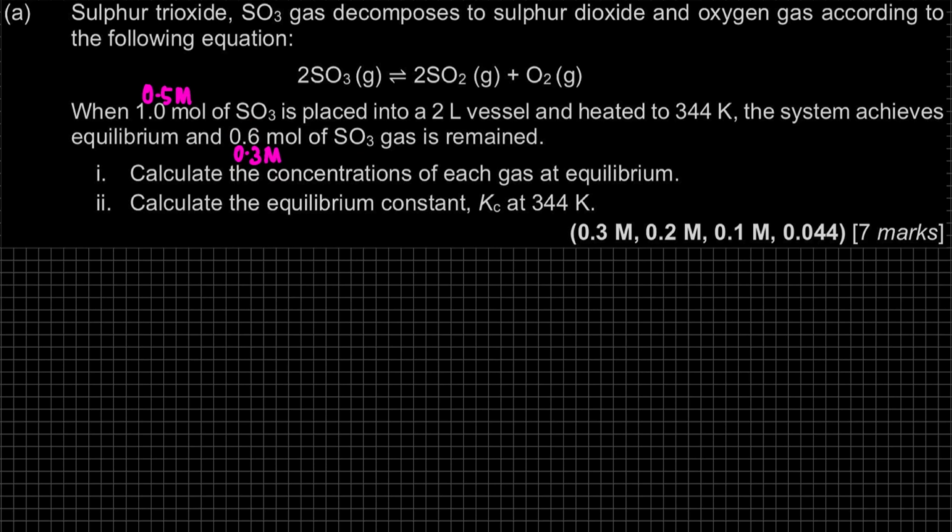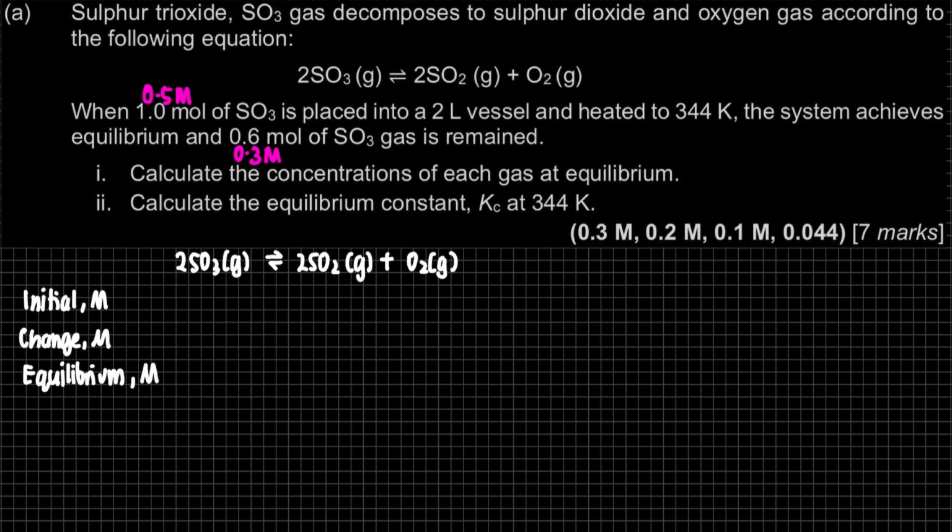But the question asks, calculate the concentration of each gas at equilibrium. So the question only gives us SO3. Now we have to find the equilibrium concentrations of SO2 and O2. How do we find that? That's why we have to do the ICE table. ICE table stands for initial, change and equilibrium. Make sure you write down the unit as well. What we have here is concentration, so I'm going to write down M.